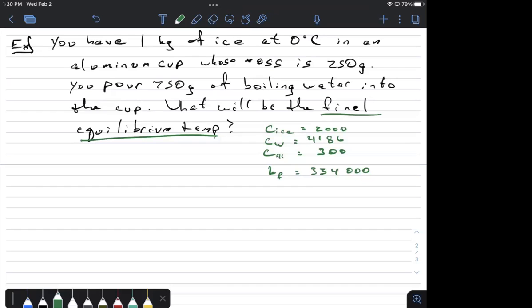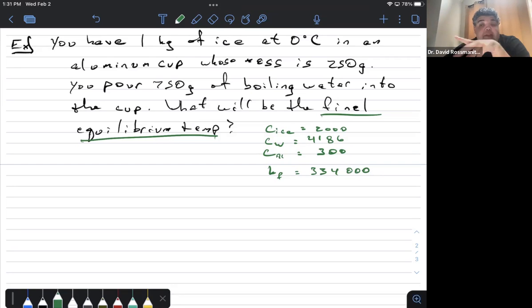Question. You know how you have 4 of the different given portions of the problem. Is that how we're supposed to know how many Qs? The Q equals C delta T. So that means we're supposed to have 3 of those and 1 of the latent heat problems. That's how we're supposed to know how many it's going to be. Not necessarily. That's a good question, but no.